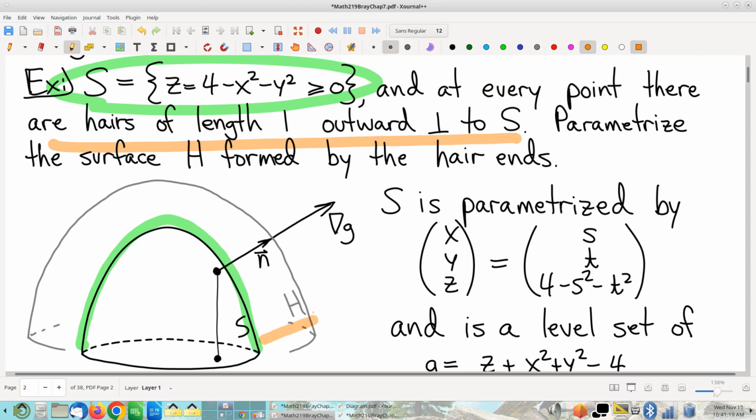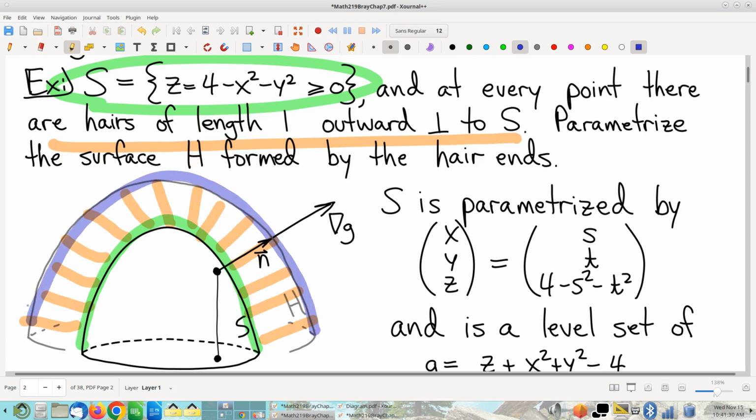And those hairs, sticking out like that from this green surface, will make a different surface here that's formed by the ends of those hairs. And that's going to be our goal. How do we parameterize this dark blue surface? Does everybody see the question?